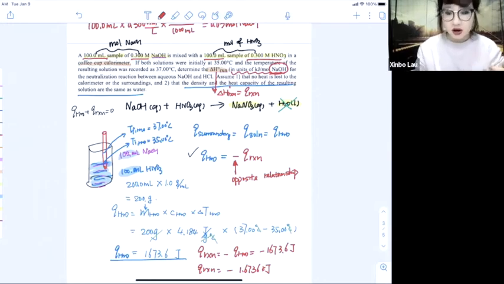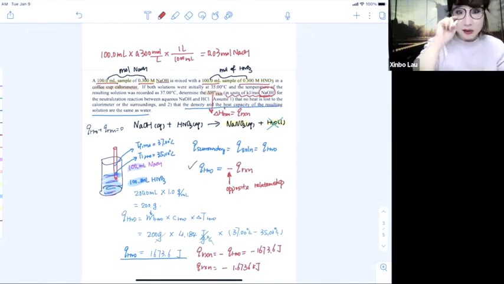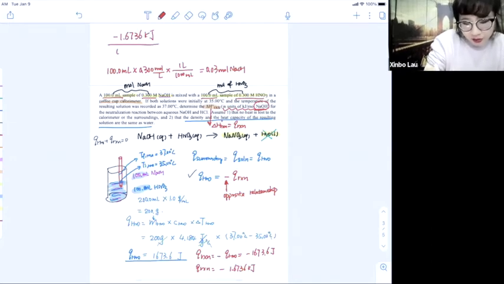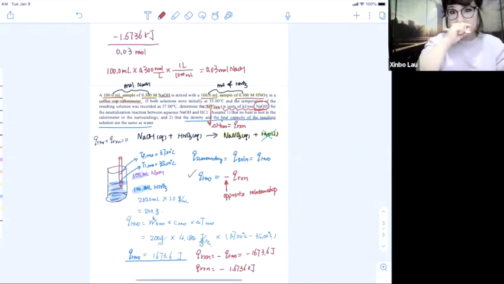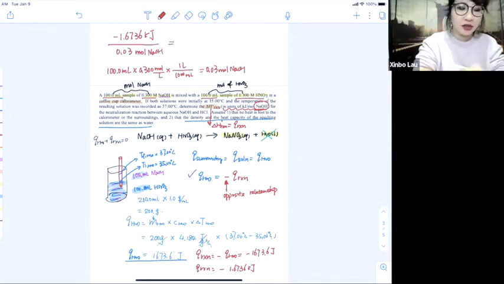But if you want to know per mole, based off per mole of sodium hydroxide, what do we do? Very similar to the question we did in the lecture at bomb calorimeter, that one per mole, so then you just use this heat, negative 1.6736 kilojoule, then we need to divide by 0.03 moles of sodium hydroxide, because at this moment, that's the relationship. So after the calculation, you'll be able to get to per mole. So let's continue the calculation.